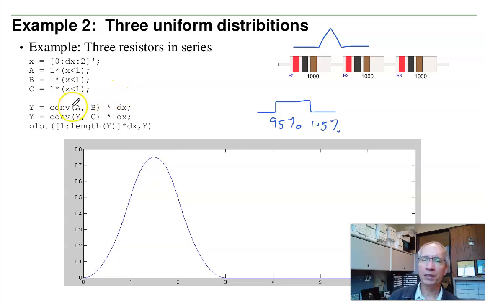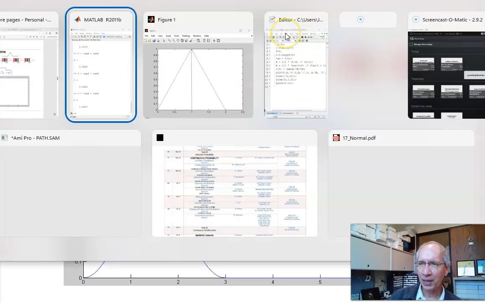When I convolve in continuous time, I need to integrate, so multiply by the step size. That gives you A and B. Take that result, combine it with C, I get A, B, and C. Put it all together, that's what the PDF looks like. You can see that in MATLAB.